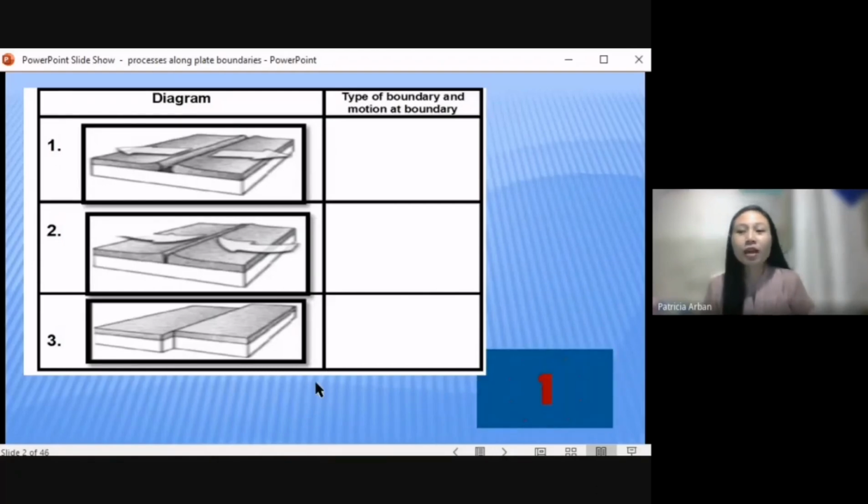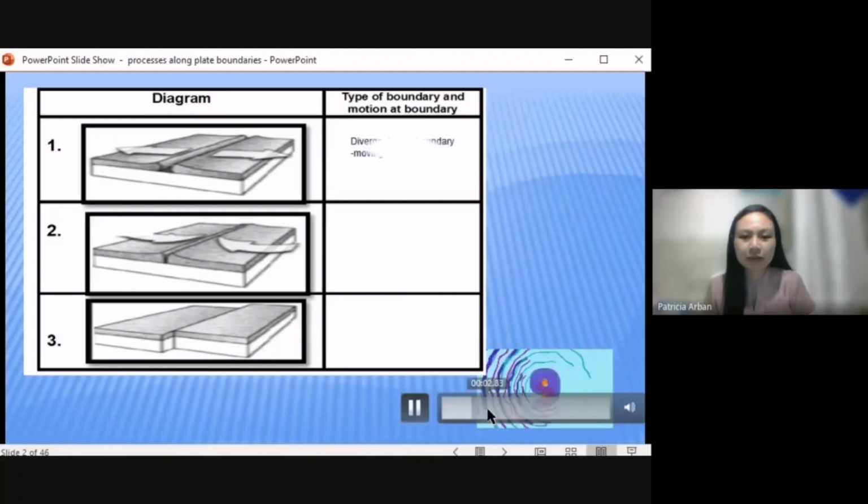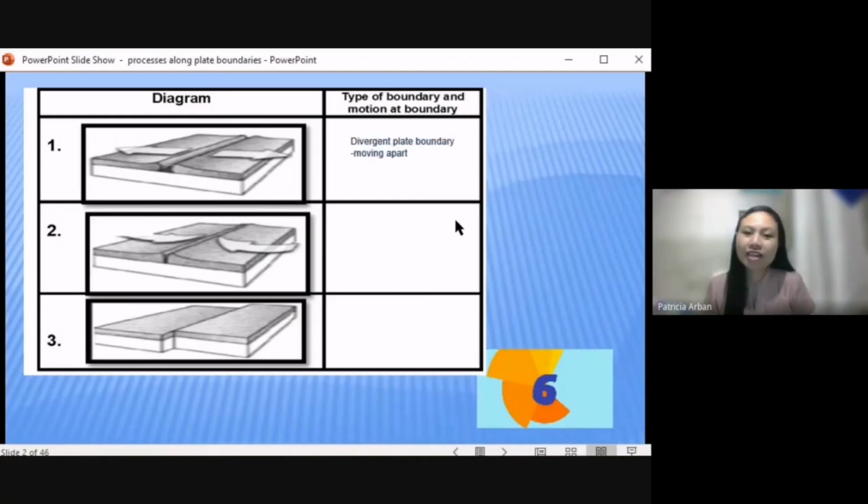Okay, so time's up. I hope that you had your answers already. So let's reveal what the answers are. For the first picture, it is divergent plate boundary, and the movement is moving apart. As you can see, the arrows are showing it is moving apart or splitting apart.